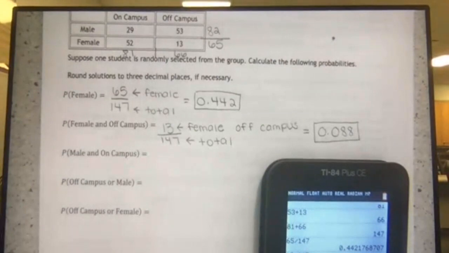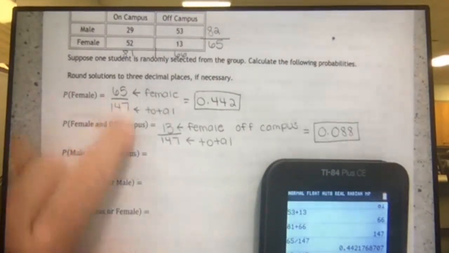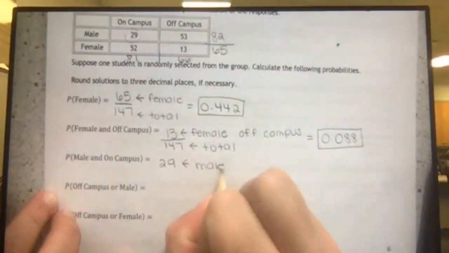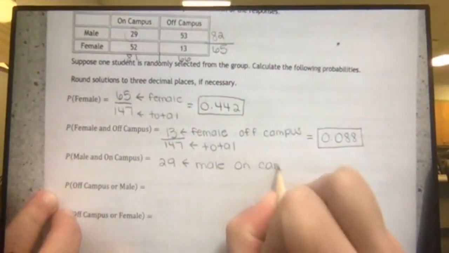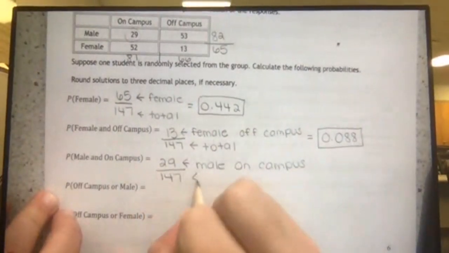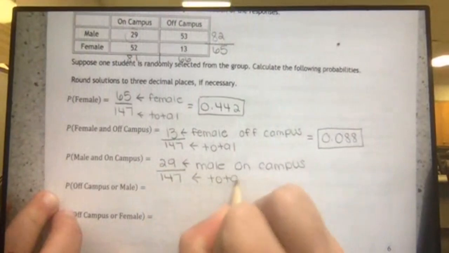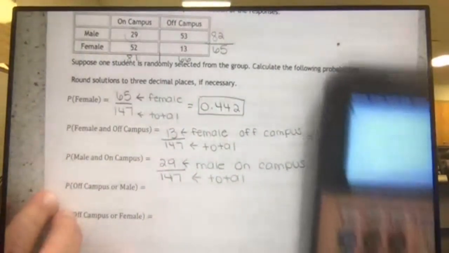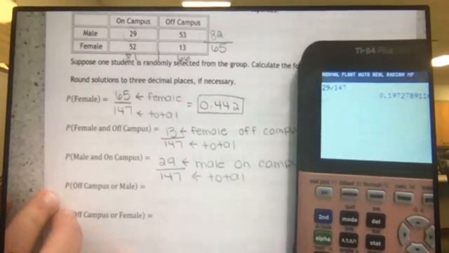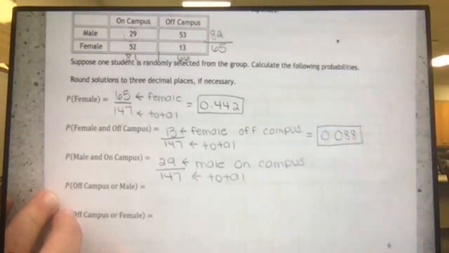So probability of male and on campus. So how many males live on campus? 29. So 29 male on campus out of our 147 total. So 29 out of 147, which would give us 0.1972. So 0.197.